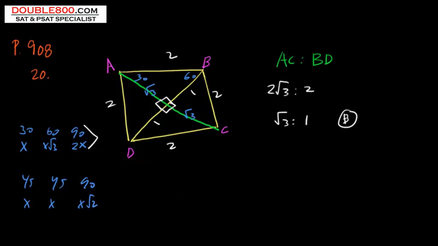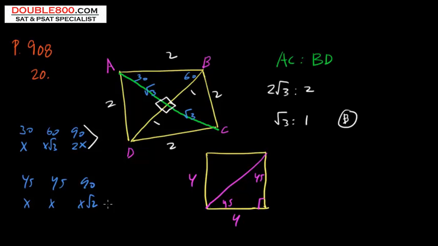And also keep in mind, if you have a square and you cut a square in half, and let's say this is 4 and this is 4, and then we cut this in half, you should recognize that will form two 45, 45, 90s, and then x is 4, x root 2, it's going to be 4 root 2. All right, the answer here is B.